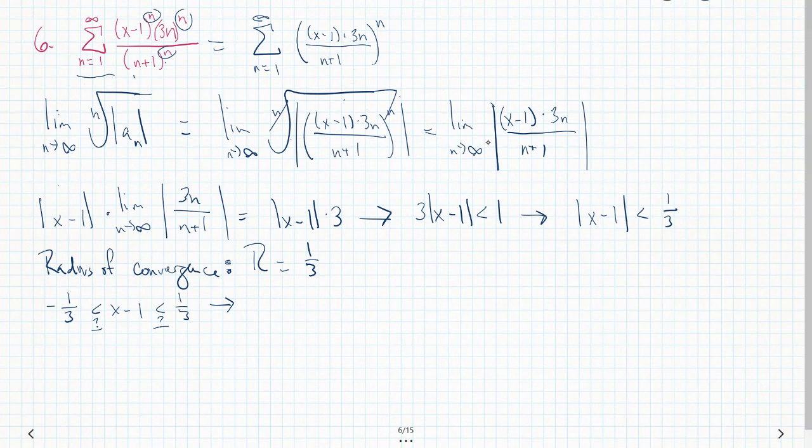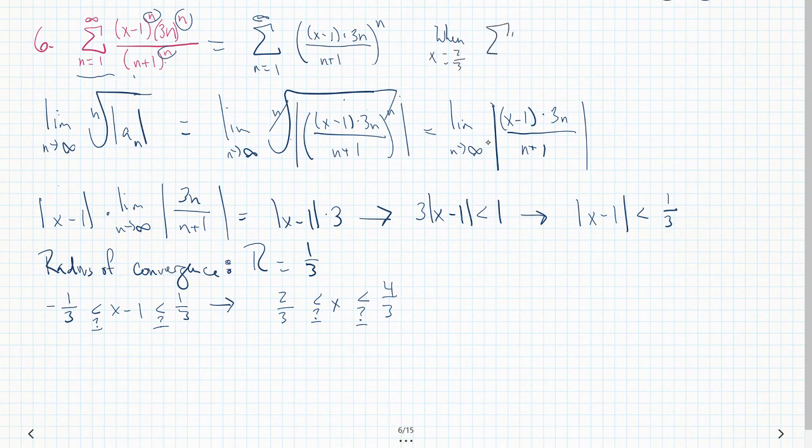So now, where do we go from here? Well, add the 1 to both sides, and you'll get 2/3 is less than or possibly equal to x, and that's less than or possibly equal to 4/3. So let me write up here, when x equals 2/3, what happens?